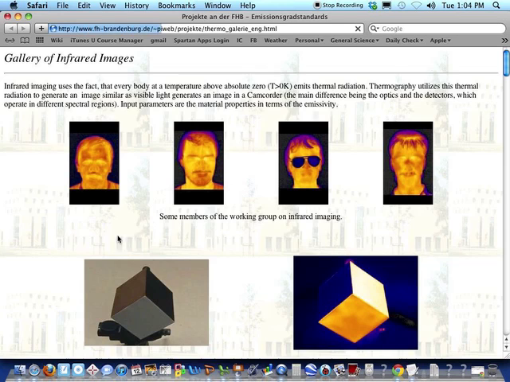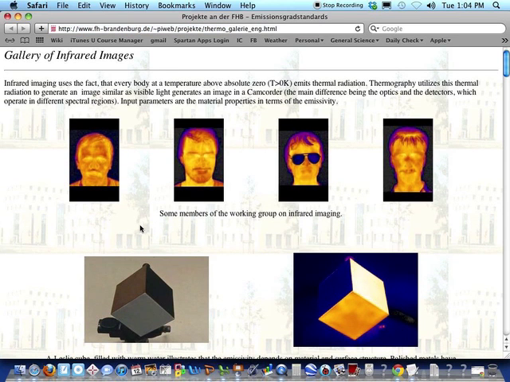this link works. So if you look at, these are some infrared images. So infrared is a type of energy. It's basically heat energy. And these are infrared images that measure heat.